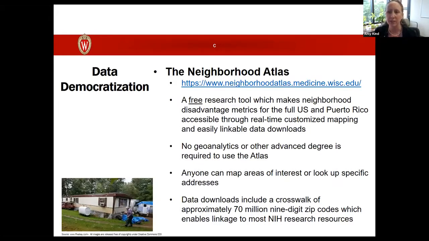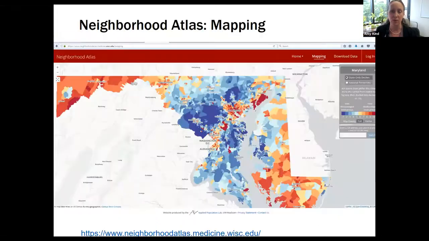Our first activity in this has been the Neighborhood Atlas. I hope many of you have seen it. You do not need even a high school degree to use this tool. You can do real-time mapping, and anyone can download the data that I just talked about in terms of the ADI markers. They're freely available. Please use them, and I'm available if you have any technical questions.